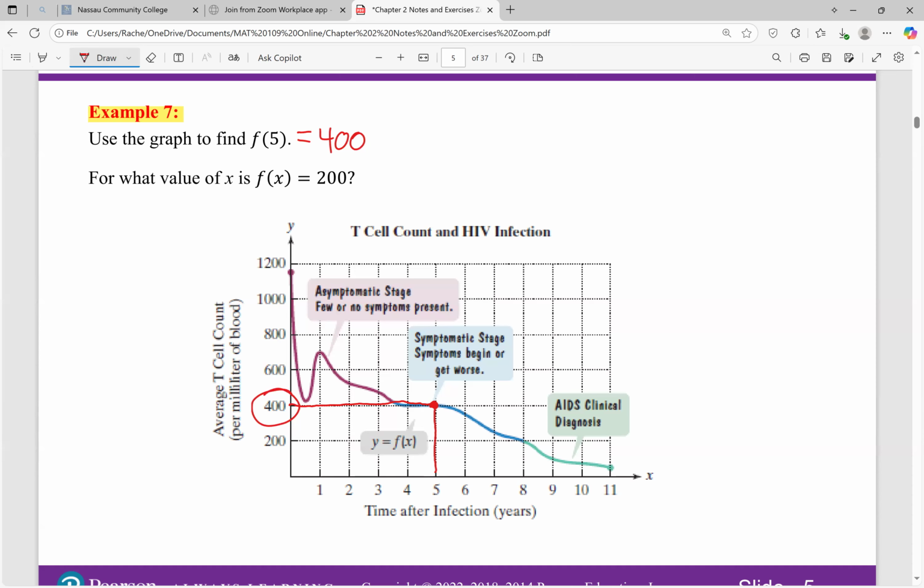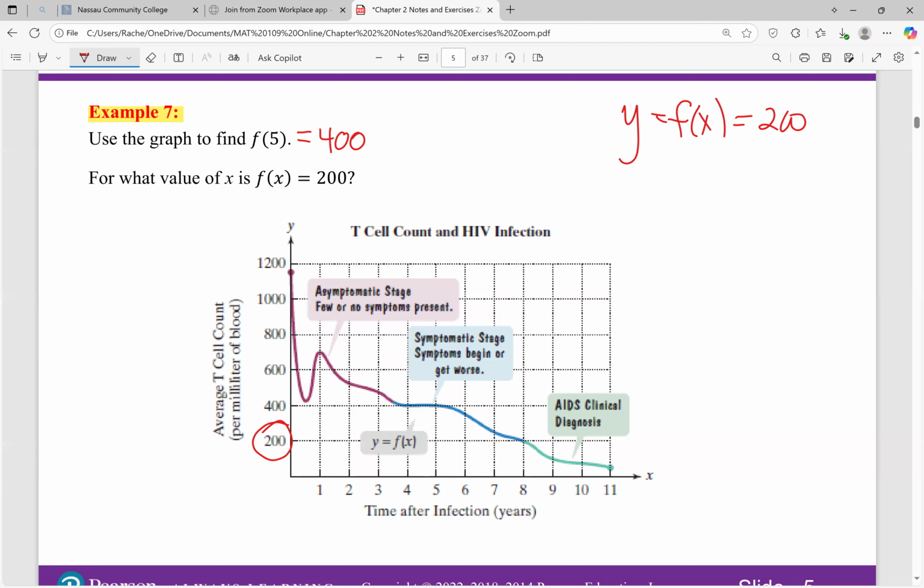Let's look at the second part of the question. The second part of the question is, for what value of x is f of x equal to 200? So now remember, y is equal to f of x, and I'm telling you that's equal to 200, the output value or the y value. Remember, this represents the average T cell count. So I'm telling you, when the T cell count is 200, what is the x value? How many years after infection is that? So you see how now we're working the other way around, because I gave you the output and I'm asking for x, which is the input.